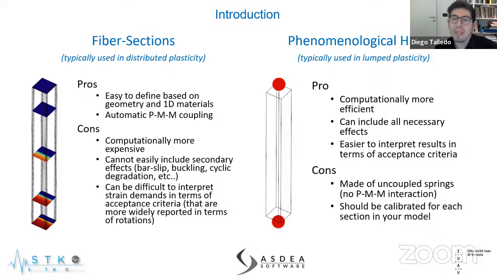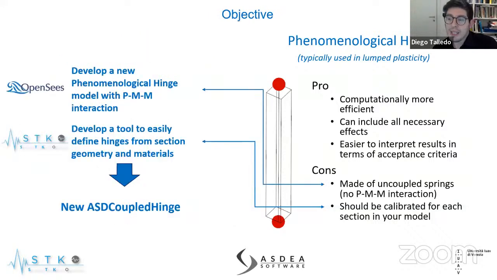The other problem is that we should calibrate each hinge for each section of our model. So if we have several sections in our model, we should perform proper calibrations for each one of them. So the objective of the model and the tool that we are presenting today is somehow to try and tackle these two aspects. So first of all, we developed a new phenomenological hinge model with the PMM interaction.